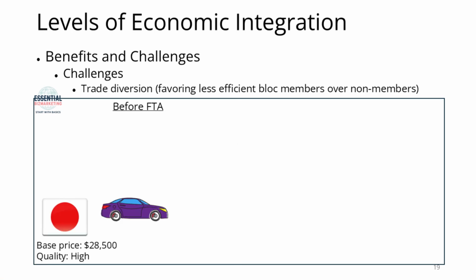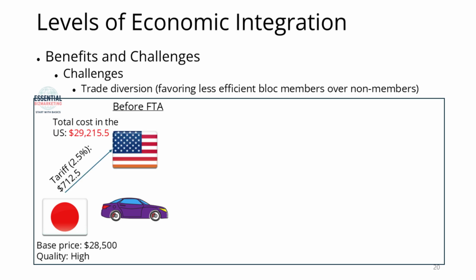Let's begin by comparing cars before any trade deal. The Japanese car offers high quality at $28,500, making it the clear best value option. With a 2.5% tariff, the Japanese car's total cost rises to $29,215.5. Despite the increase, it still reflects high quality and strong value.